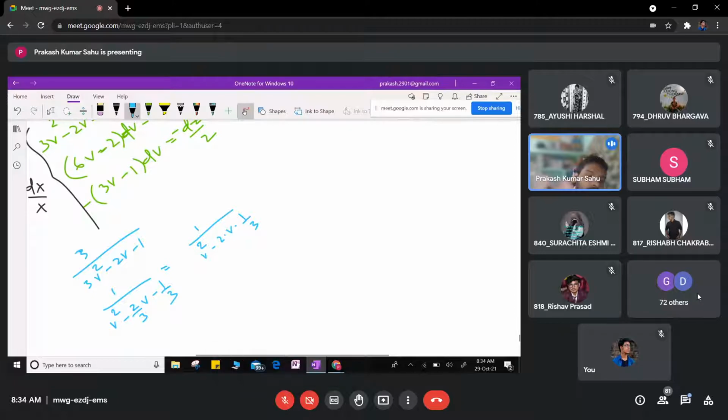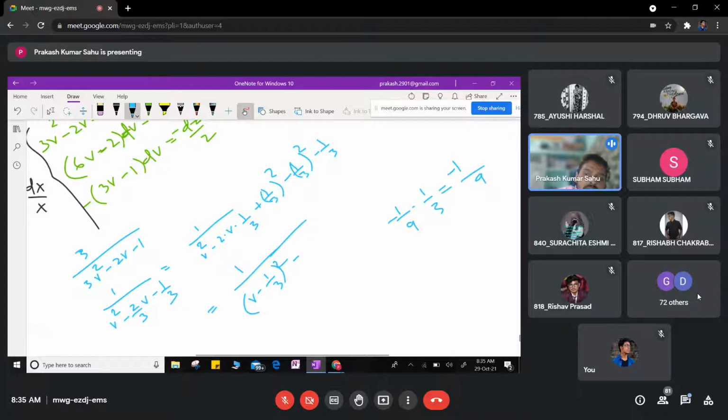Then 1 by 3 square minus 1 by 3. Okay, मैं ये दोनों को ऐड किया हूँ, सब्सट्रैक्ट किया, तो which is equal to 1 by v minus 1 by 3 square. Okay, then minus this is 1 by 9 minus 1 by 3. Okay, तो क्या होगा, the LCM is 9, this is minus 1 minus 3, so minus 4 by 9, so I can say this is 2 by 3 square. Got it?